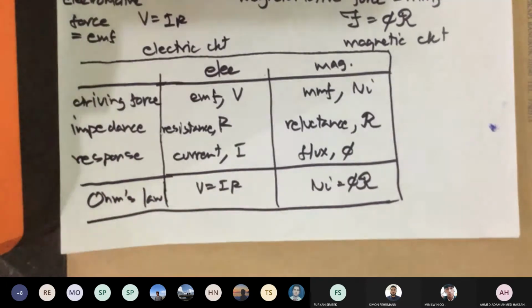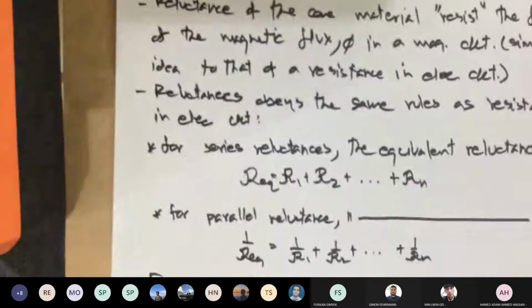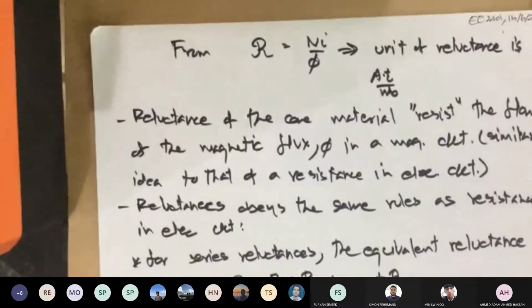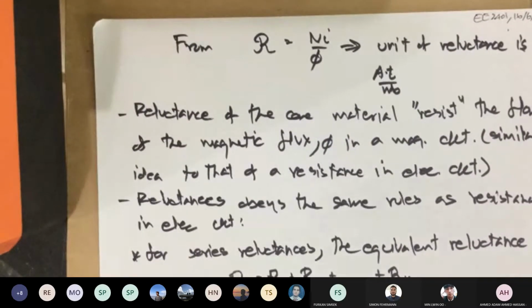Now, what is a reluctance? Turns out that from the derivation of your magnetic field and using the magnetic circuit, let me grab a scrap paper.